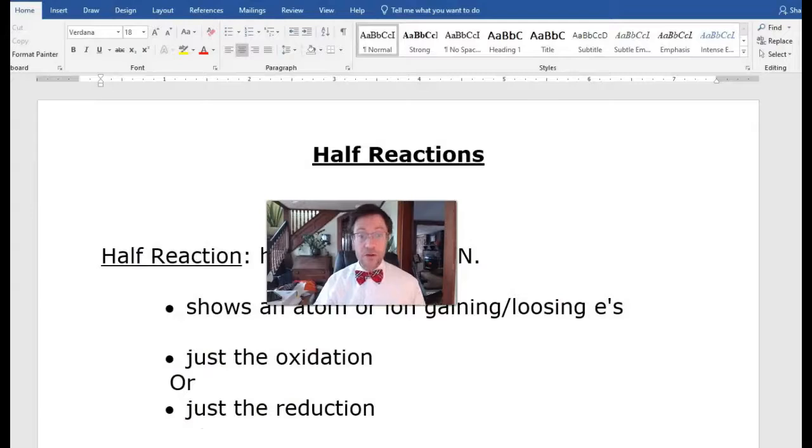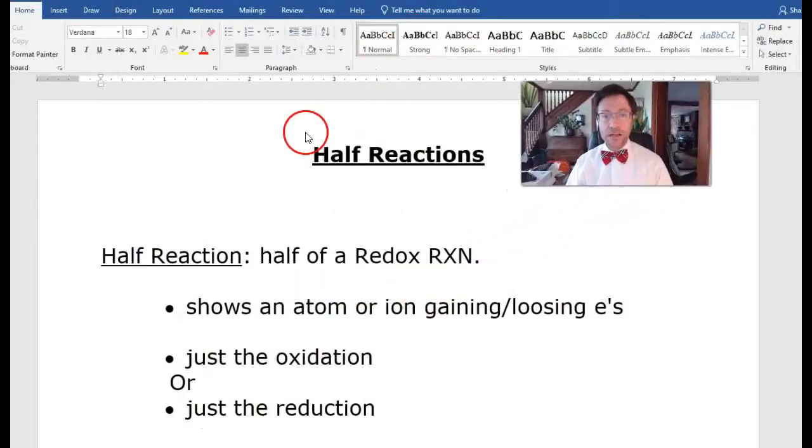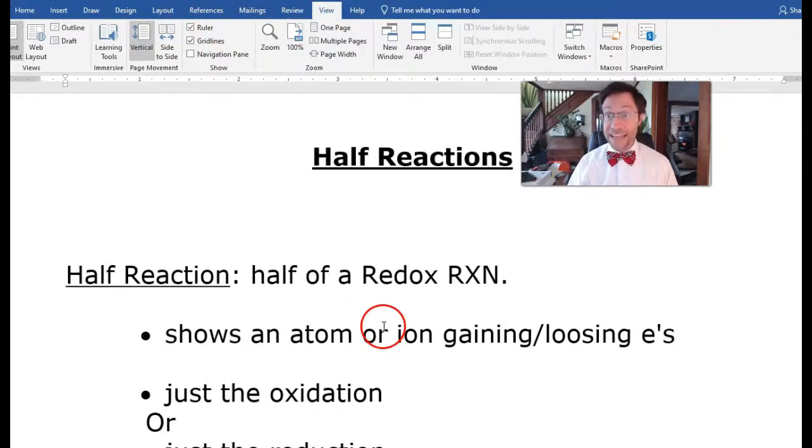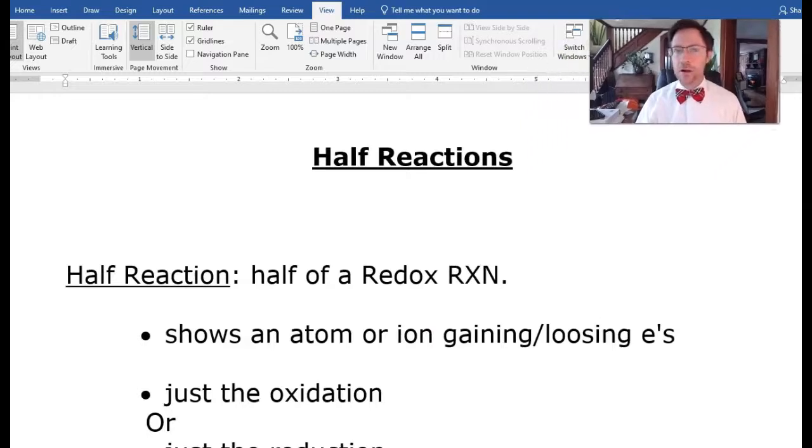All right, today we are doing this. We are looking at half reactions today. But you know what? I don't feel like this is big enough. What do you think? Should it be bigger? I kind of feel like it should be bigger. All right. So today we are going to look at half reactions.